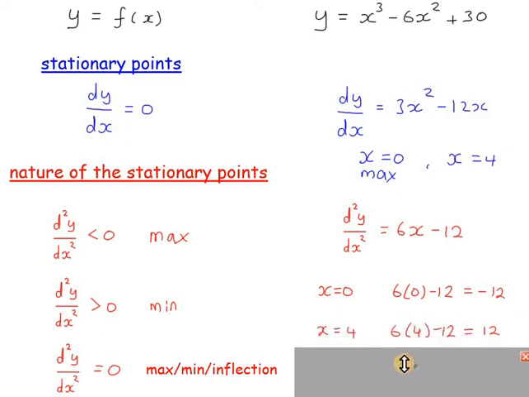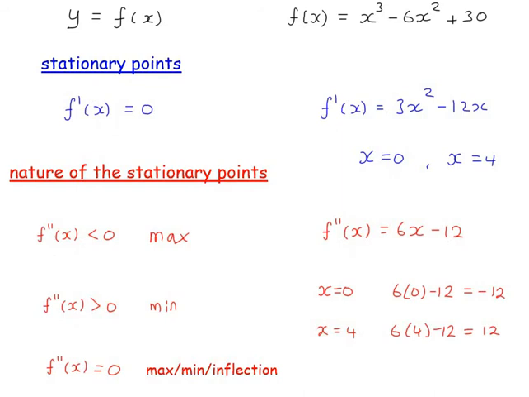And then for x equals 4, we put 4 into the second derivative, substitute it in, so we have 12 this time, a positive value, so our second derivative is greater than 0, so now we have a minimum point. So this stationary point is maximum, this one is minimum. The same solution in function notation.